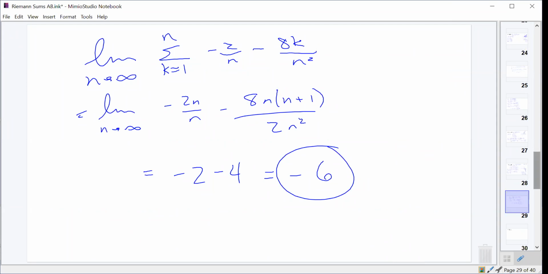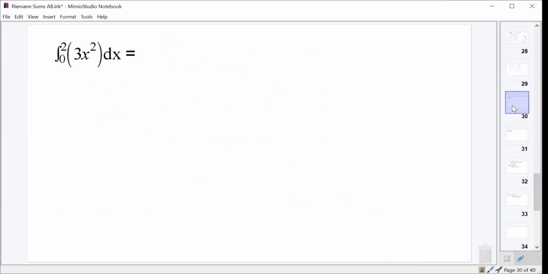Good. All right, we're going to do 2 more of these. I'll do one, and then you guys can do the last one on your own, hopefully. This one, we would not be able to check geometrically, even if we wanted to, because we've got a parabola that we're looking at. Right, 3x squared from 0 to 2. So we'll start off with our limit as n approaches infinity of our sum from k equals 1 to n.